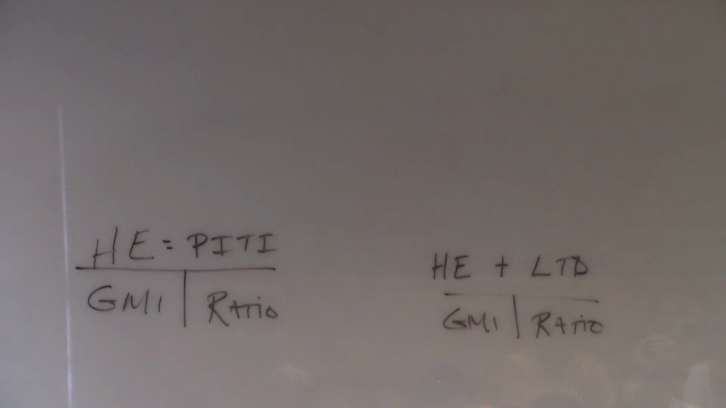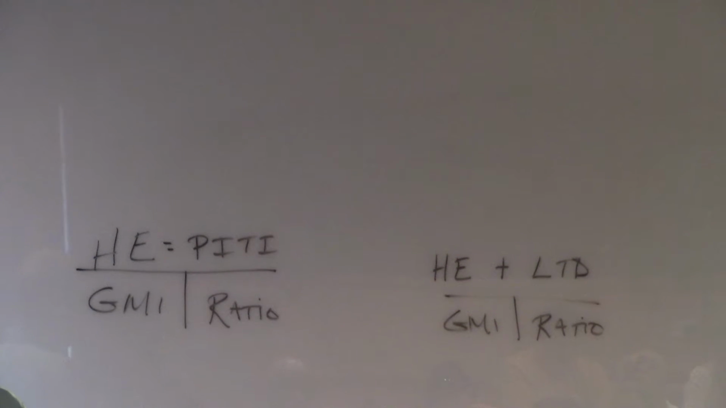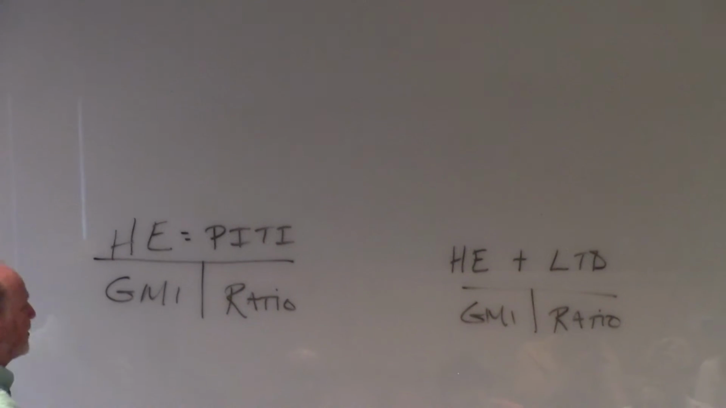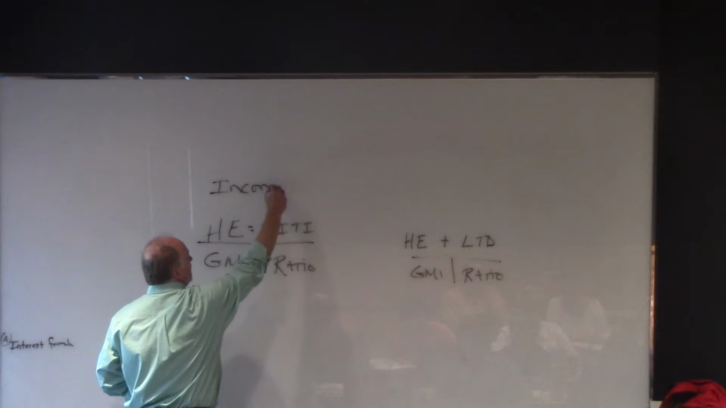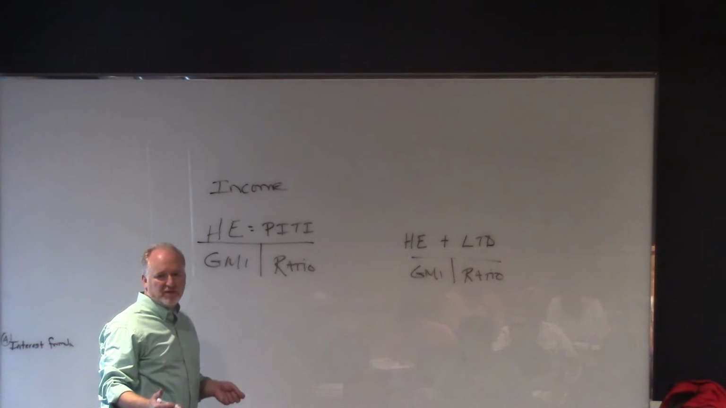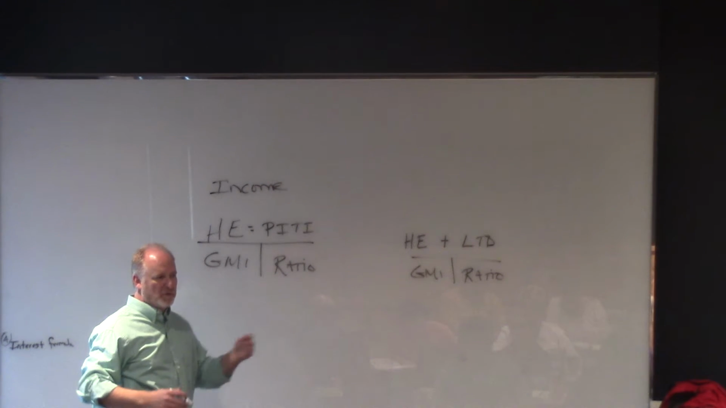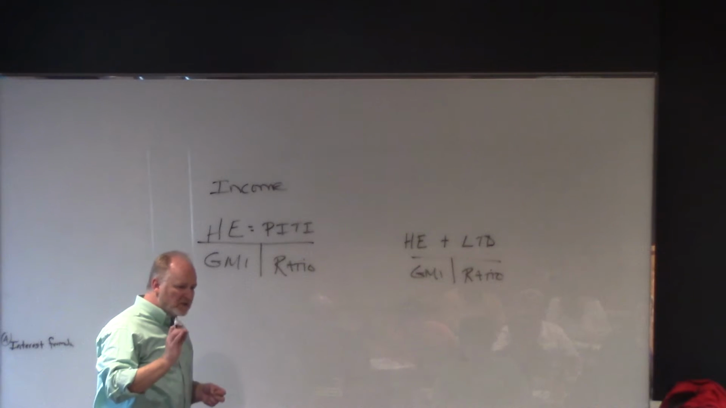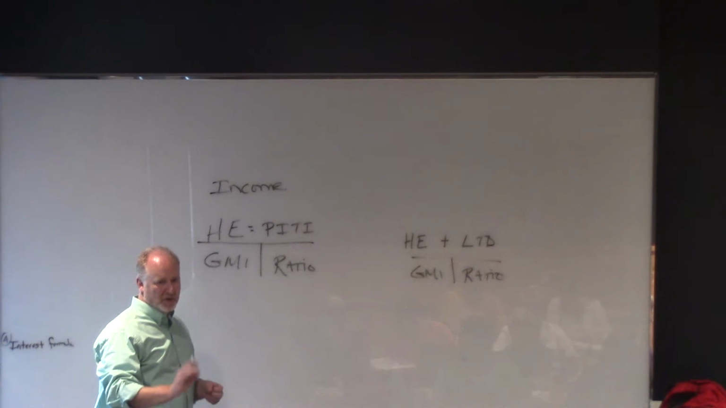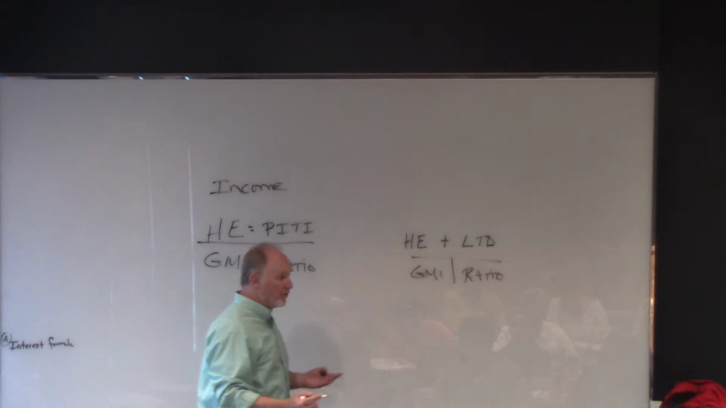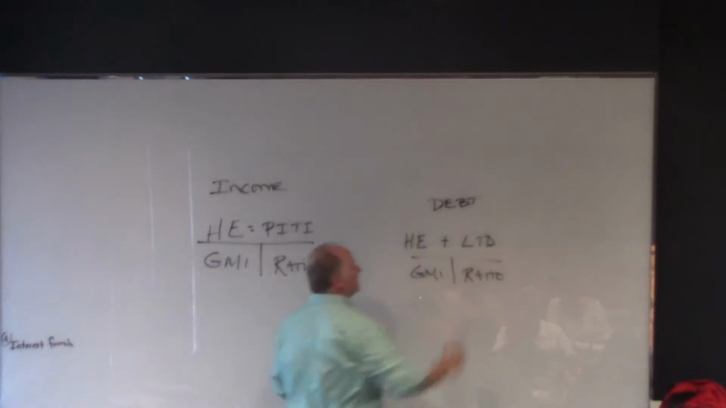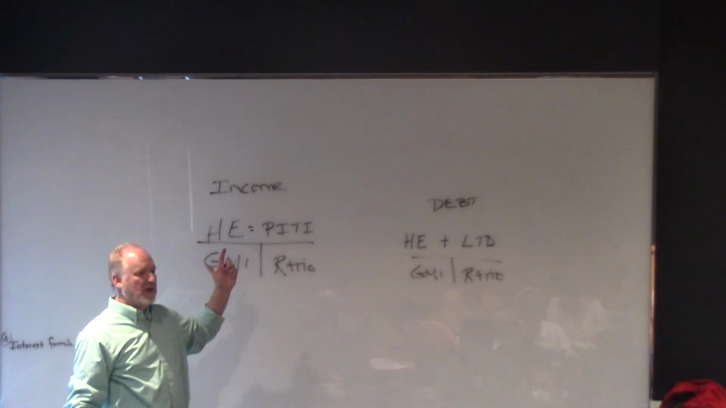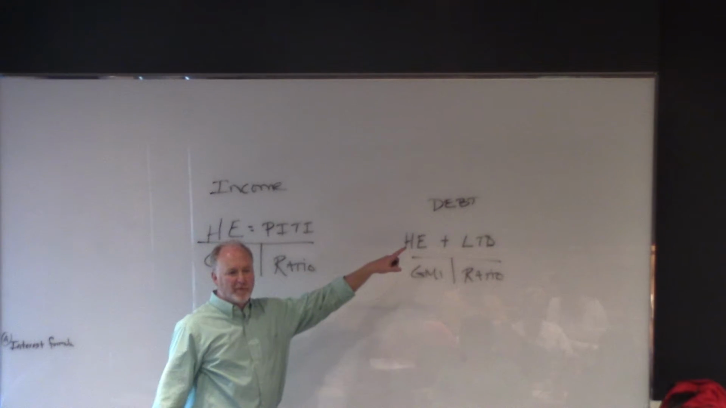Let me introduce one more topic. When the lender looks at you, obviously one thing that they want to know about you as a borrower is your income. How much money do you make? Or how much are we going to loan you based on your income? But what's the other thing that lenders want to know about you other than income? Your other debt. This is what I call the income ratio, and the back end I call the debt ratio.